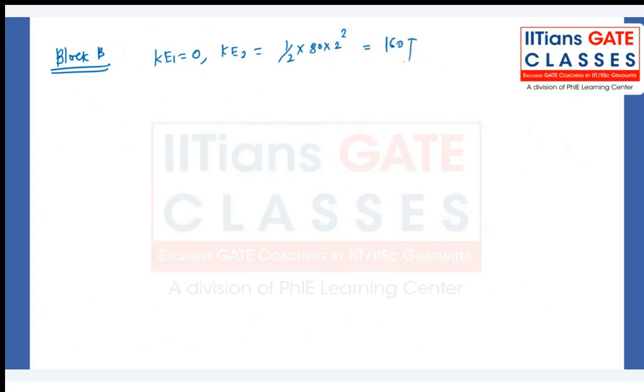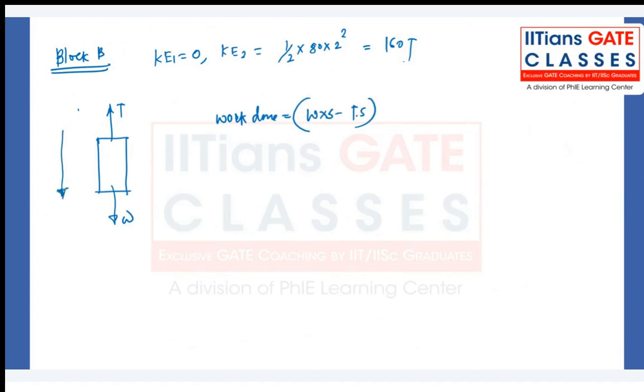Okay, and work done in this case is how much? Work done will be different here. Why? Because if you look at the block, weight is acting downward, tension is upward. So work done is equal to W into S minus tension into S. Tension is acting in the upward direction, weight is acting in the downward direction, and this entire body is moving in the downward direction, right? So total work done is (W minus T) times S. So you can write it as W S minus T S. So it is 80 into 9.81 into S minus T S.